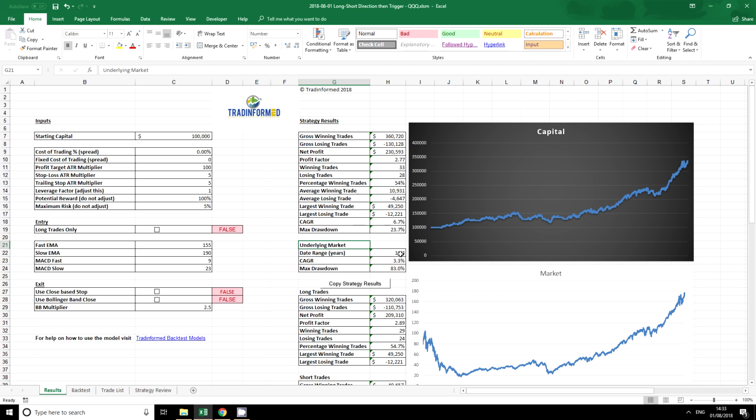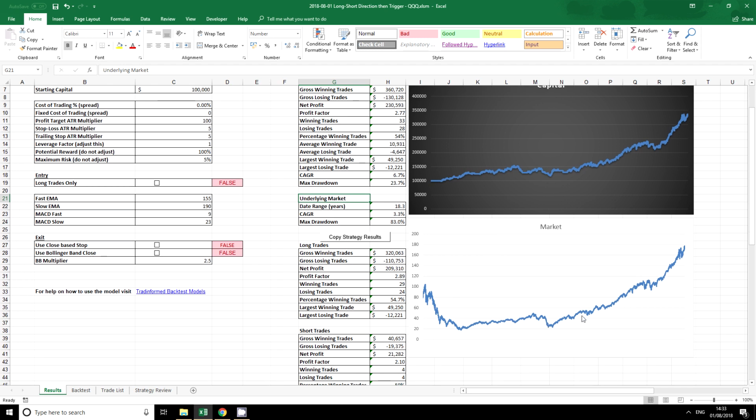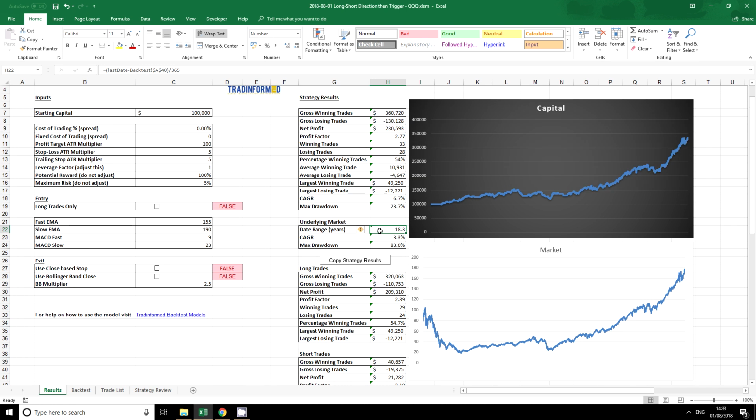Now, the series of three cells below this are the underlying market. I can scroll down, we can see this. This is the QQQ ETF, which reflects the NASDAQ 100 market. And we can see that we've got a time period here of 18.3 years. The compound annual growth rate of the market, so again, from the start to the finish, is 3.3%. And the maximum drawdown, which was somewhere from here to here during the dot-com crash 2000 to 2002, was 83%. So we've got a comparison with our strategy and the underlying market. So we've got an idea of the difference between our strategy and buy and hold.